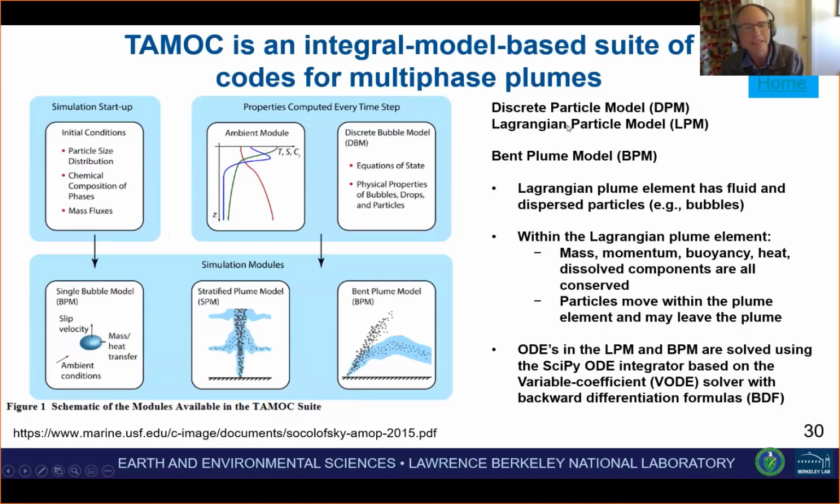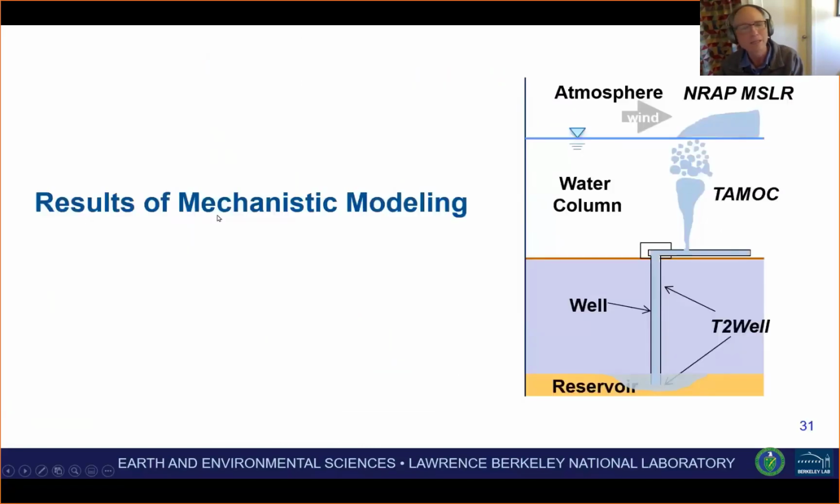And here's just a little bit of the details of all the methods that are in the TAMOC. It's basically kind of like a bubble population model, and then each bubble class is modeled by this discrete bubble model. There's some ordinary differential equations solved. It's in Python. There's some Fortran underneath. But it is also a very fast solution that takes like 2 minutes to solve the problems that I was looking at. So let me show you the results then of this mechanistic modeling.